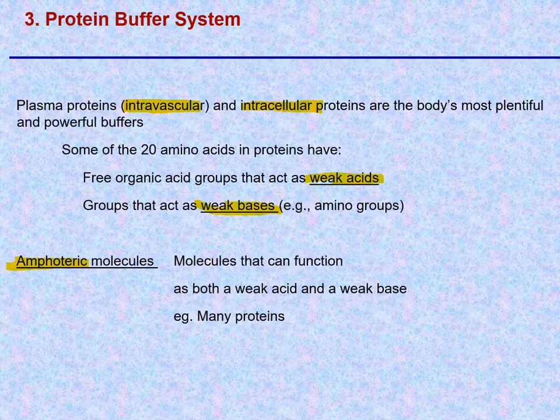Many proteins, in fact, are amphoteric molecules. Every amino acid, in fact, is also. When you think about it, a free amino acid will have an amino group and a carboxy group attached, one acting as a weak base and the other one acting as a weak acid.